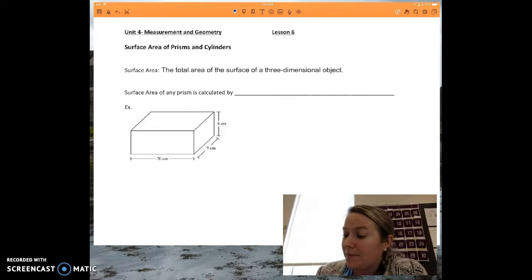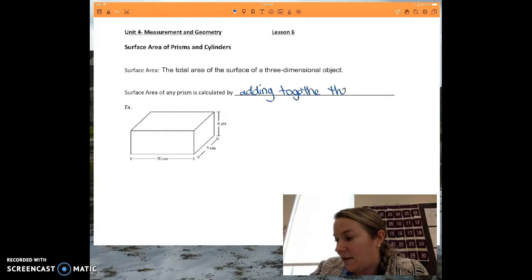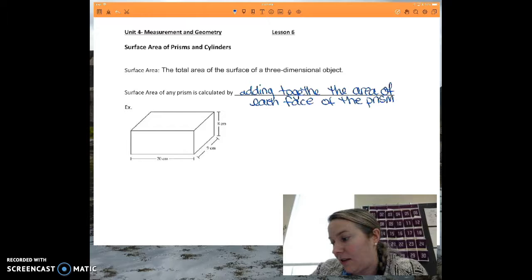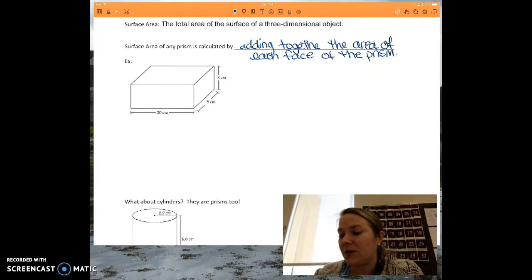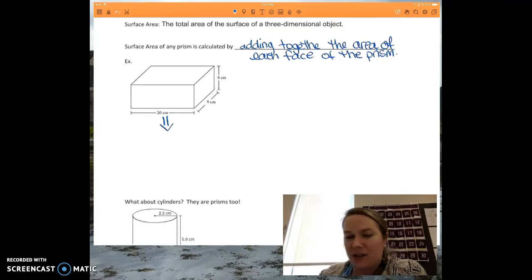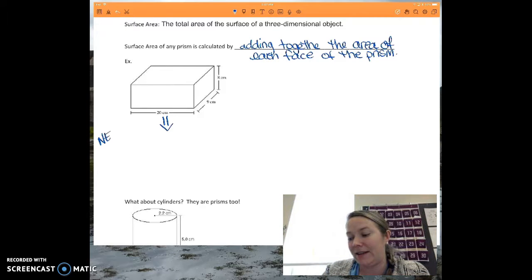So the surface area of any prism is calculated by adding together the area of each face of the prism. So we're going to logic this out. What I'm going to do is peel this shape apart. You'll notice it's the same shape we worked with in the last lesson. I'm going to peel it apart, and I'm going to create what's called a net, N-E-T.